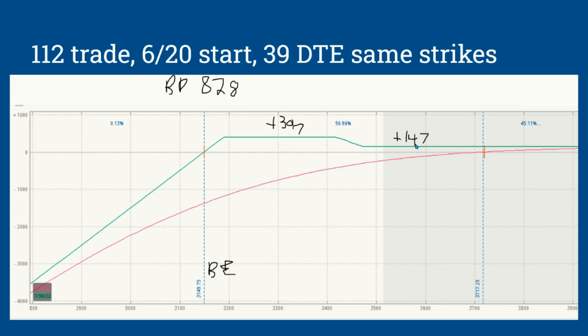Now a 112 trade, the exact same strikes as the 111 trade, same expiration. You'll notice that the net credit, if MES stays where it is or goes higher, is $147, which is greater because you have an extra naked put. The max gain is $397, but the buying power is more because you have an extra naked put, and that's $828.